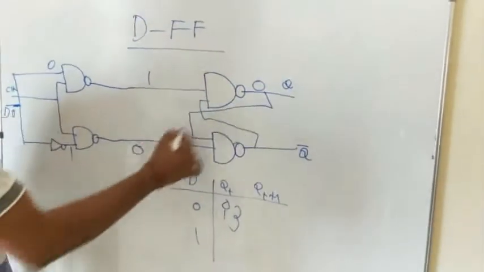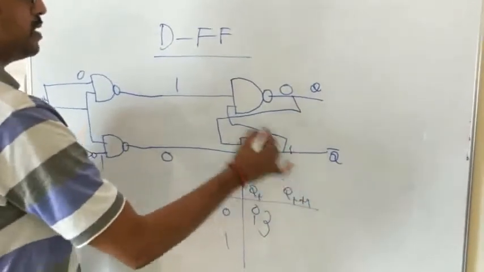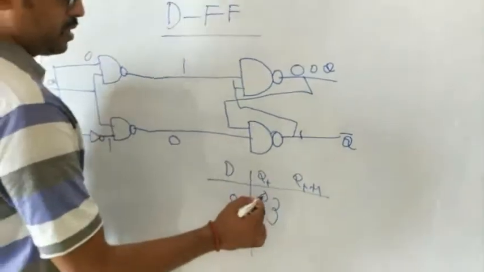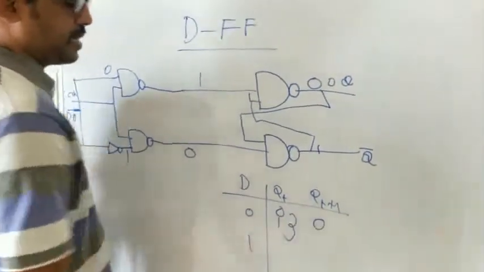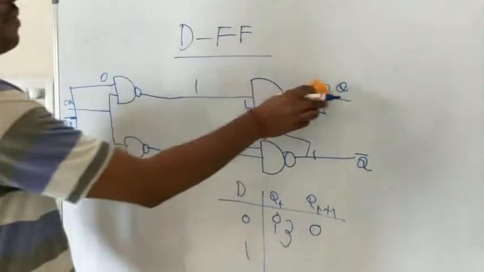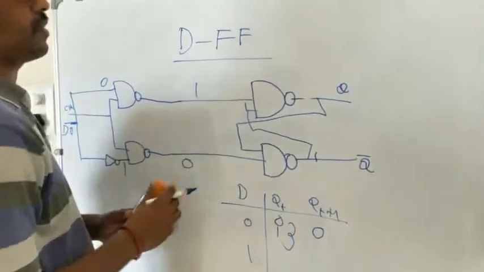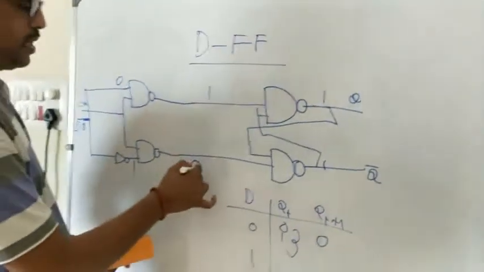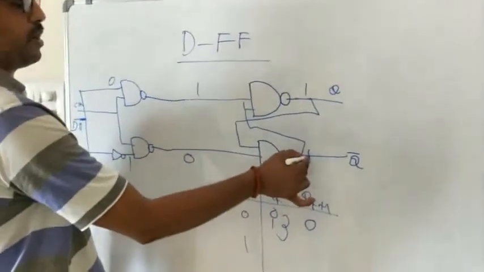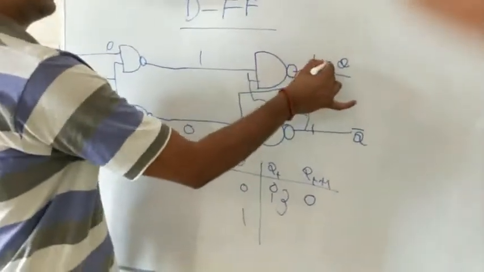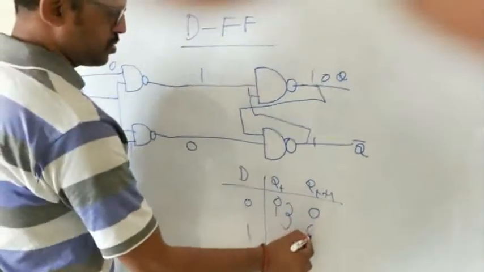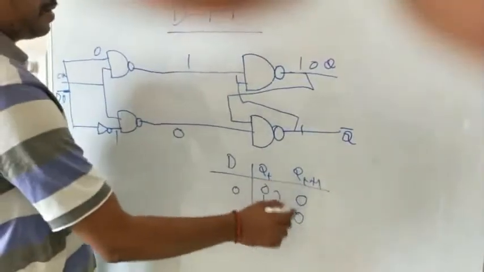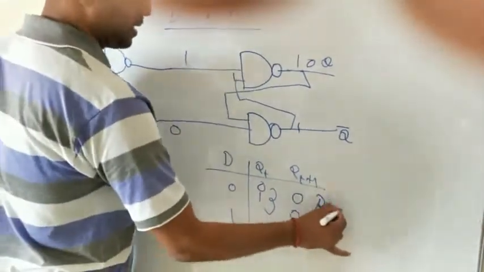Now we'll start by assuming the present state as 0. 0 and 0 becomes 1. This one will go here, and 1 and 1 becomes 0. So when the present state is 0, the next state is 0. Next we'll assume the present state as 1. 1 and 0 means it is going to be 1, and 1 and 1 means it is going to be 0. So irrespective of the present state, 0 or 1, the next state is always 0. So it represents the reset state.